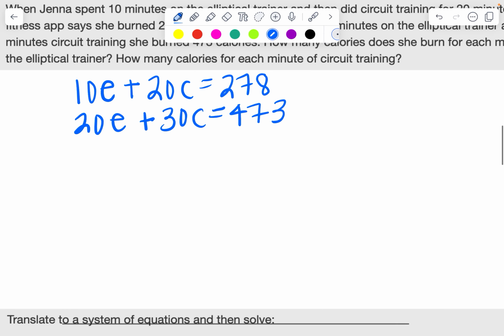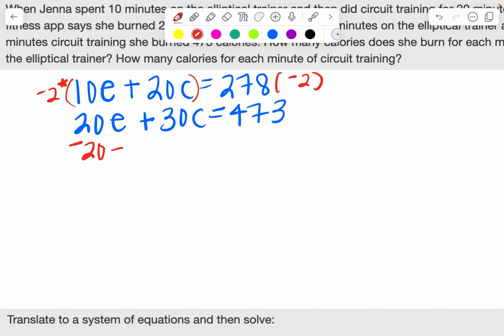So we're going to solve these by elimination. I'm going to choose to eliminate E, which means I need my first equation to have a negative 20E in order to cancel out. So I'm going to multiply everything by a negative 2 on my first equation. So my first equation then becomes negative 20E minus 40C equals negative 576.